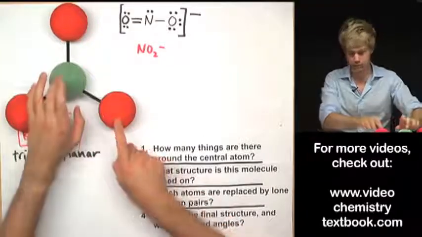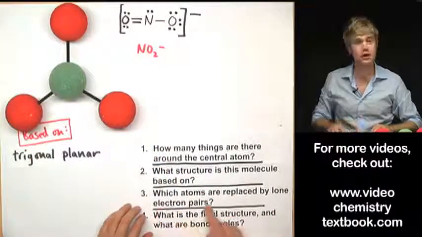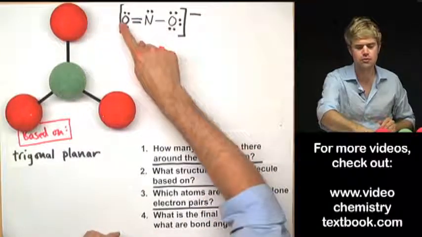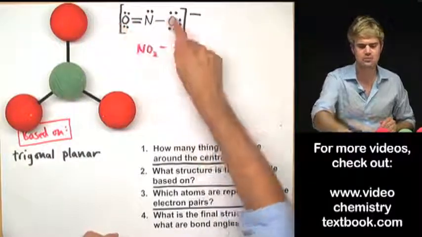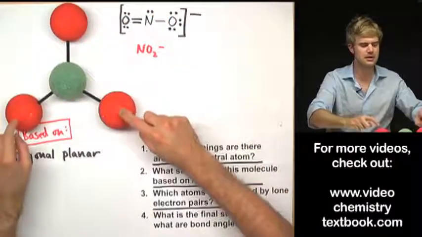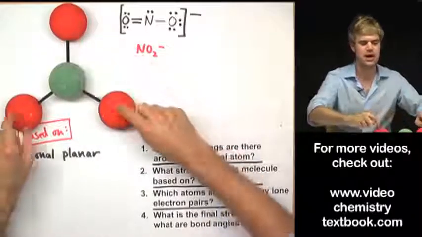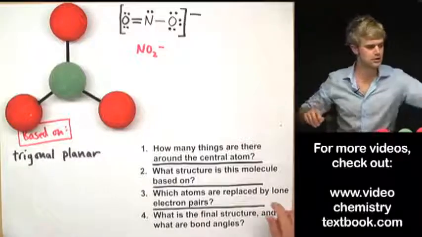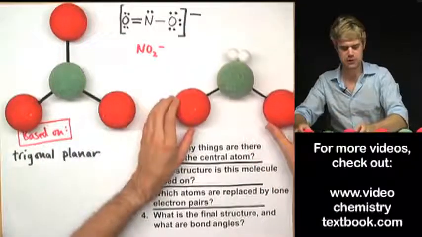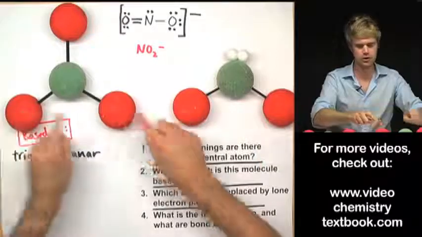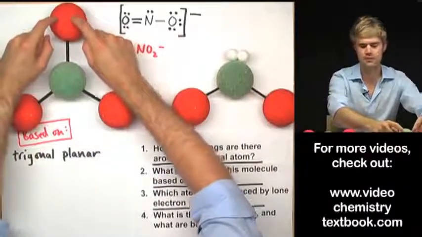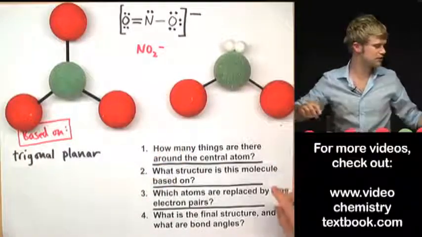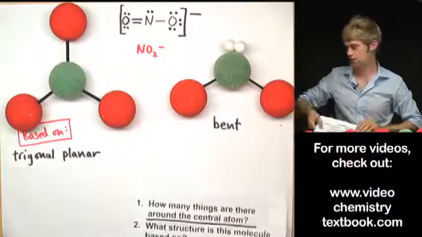Which atoms from this structure are replaced by lone electron pairs? So NO2 has two bonds to oxygen, these two oxygens, but then it has this lone electron pair. So that means that one of these three atoms is replaced by a lone electron pair in NO2. So the structure is going to look like this. Look at how similar it is to the trigonal planar shape, but this atom here has been replaced by the unshared electrons that are up there. So that is going to give us this bent shape.